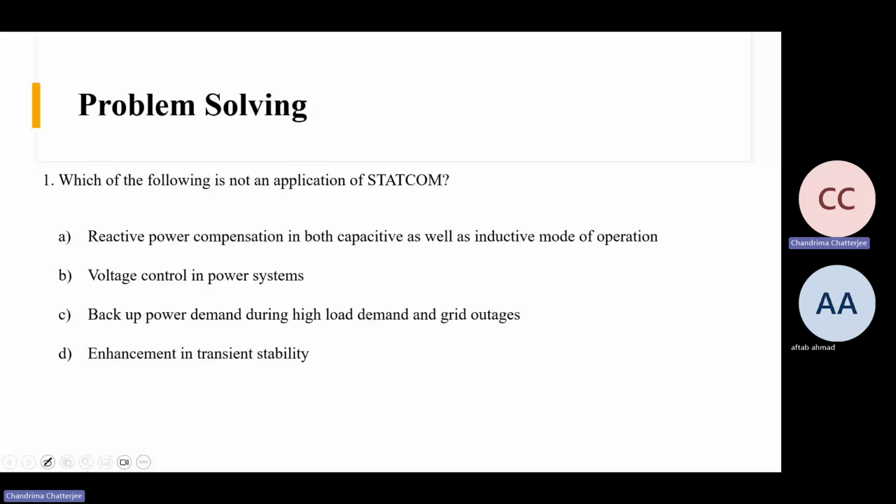So all those applications are for STATCOM also. It can also enhance the transient stability. It can also control the system voltage, and obviously it can provide reactive power compensation. So this one is not an application of STATCOM: backup power demand during high load demand and grid outages. Okay.